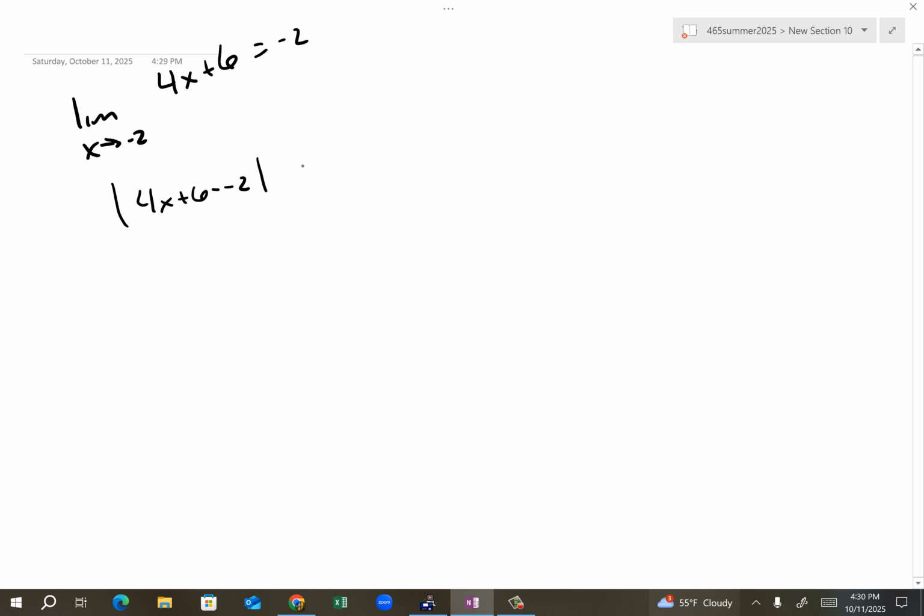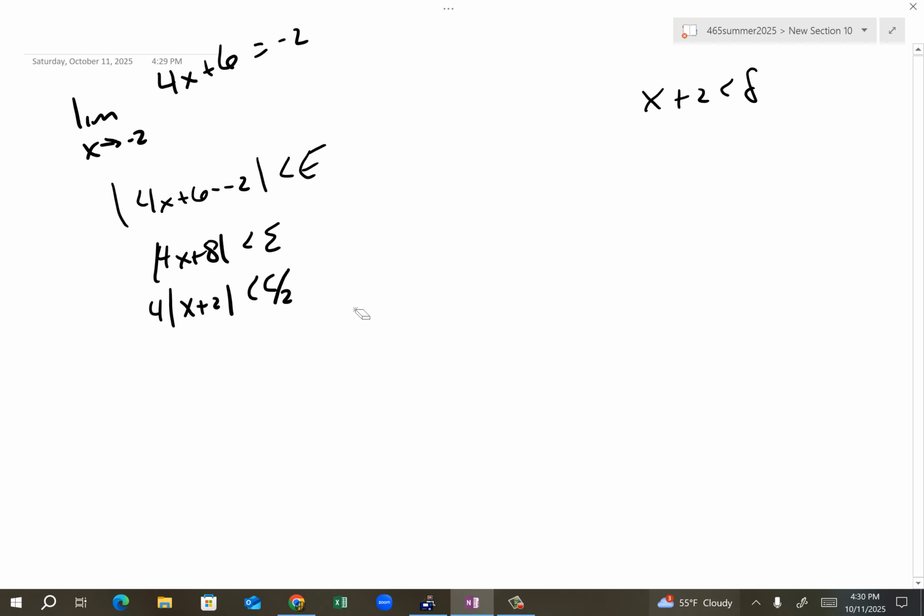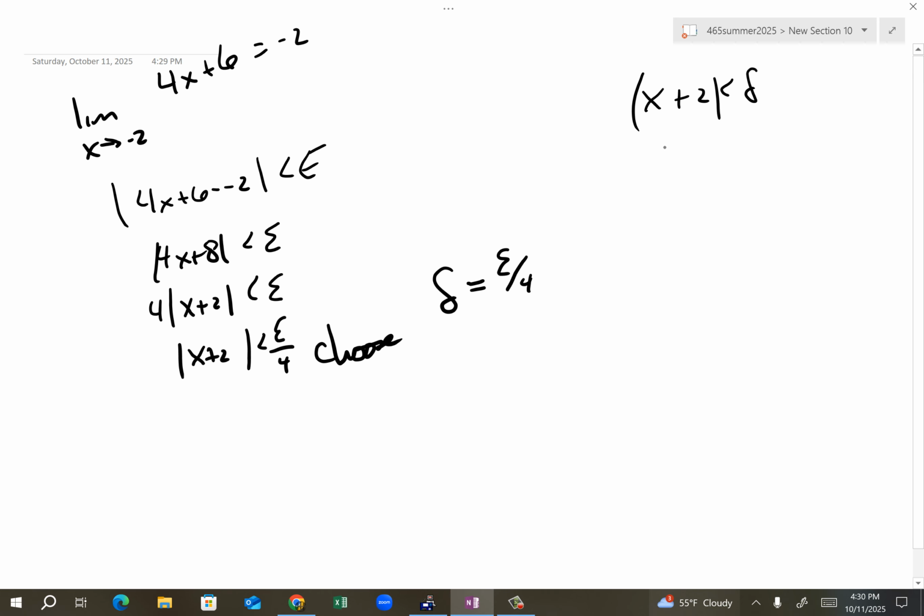There you go. Boom, is less than epsilon. Yes. Also, we've got x plus 2 less than delta over here, right? So what are you going to have? 4x plus 8. I hope you see it, because it's obvious. Take a 4 out, x plus 2. Let's choose epsilon. I'm sorry. So now I have epsilon over 4 should be greater than x plus 2, yes? So we choose delta equal to epsilon over 4. And because of that, the absolute value of x plus 2 is then less than epsilon over 4.